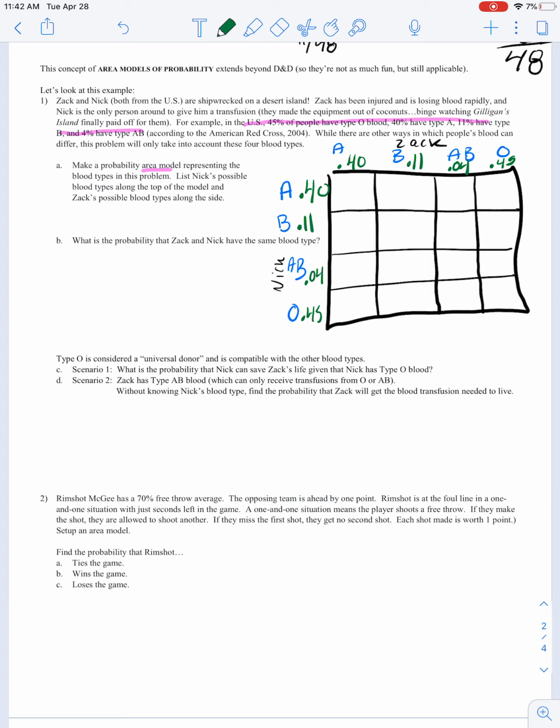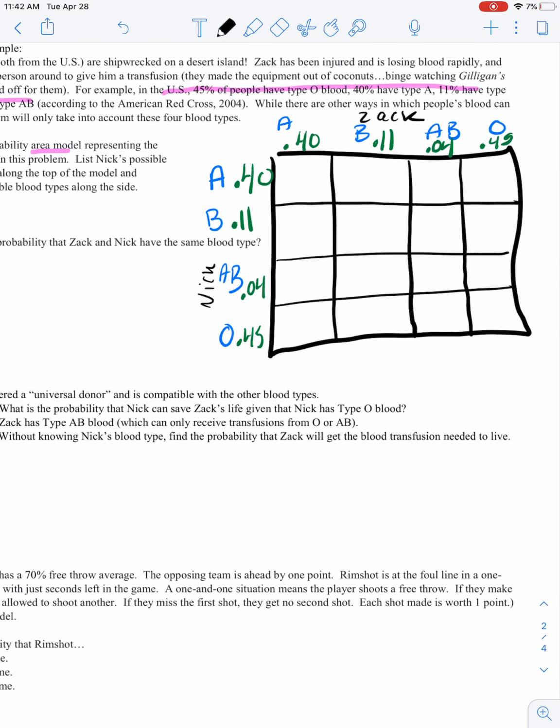Now, to find the probability of any of these options, we're just going to find the areas. So say I asked you, what's the probability that both Nick and Zach have type A? You would look on the chart and go to A, and their intersection, and their probability would be 0.16, because I took the area. 0.4 times 0.4 is 0.16. So there's a 16% chance that both Zach and Nick have type A blood.